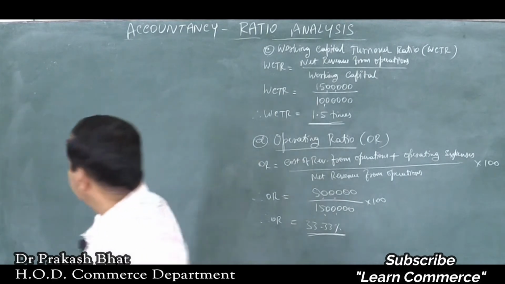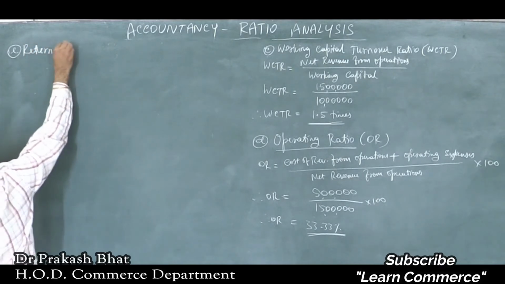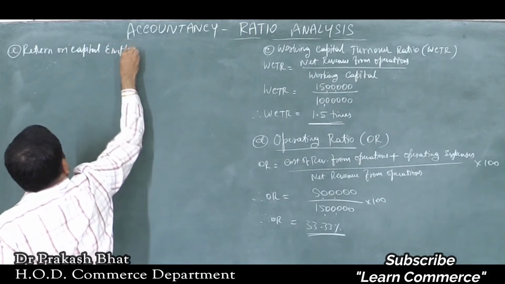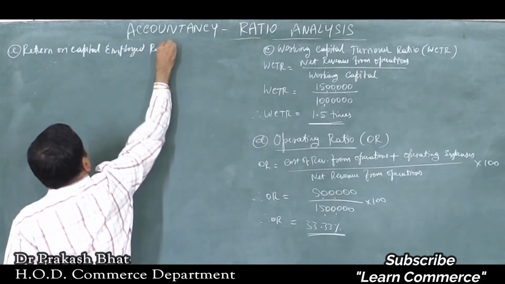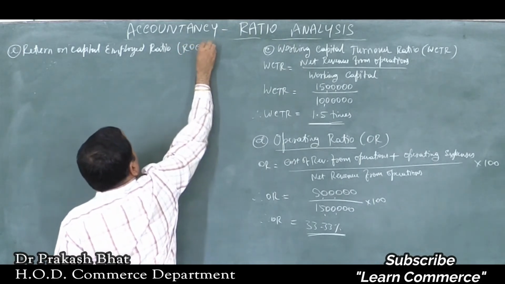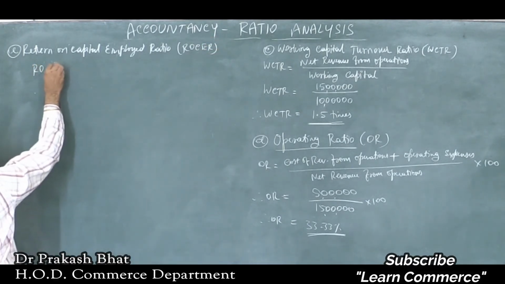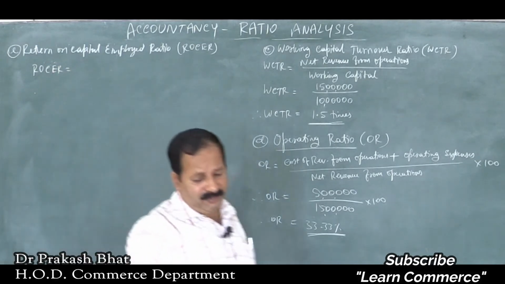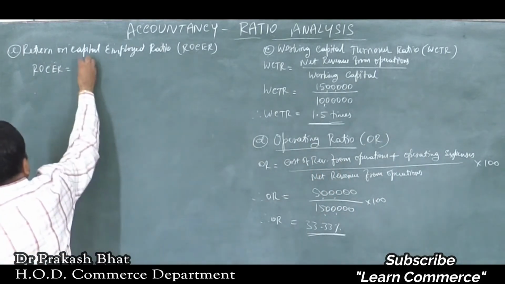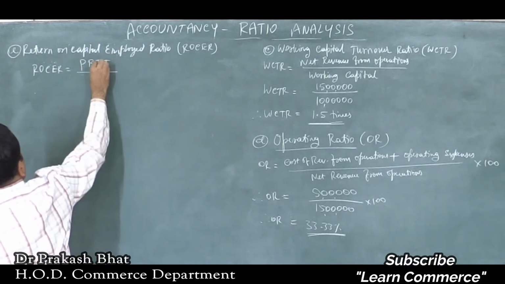Point E, isn't it? Return on capital employed ratio. That is the return on capital employed ratio. Return on capital employed ratio is equal to, write the formula here, profit before interest and tax divided by capital employed.